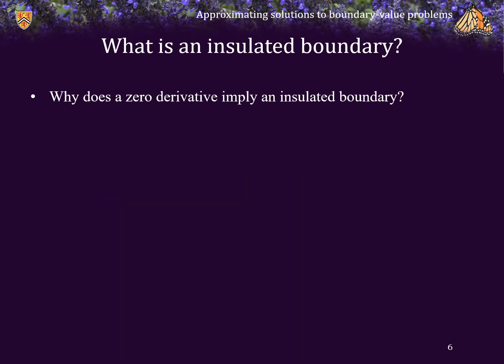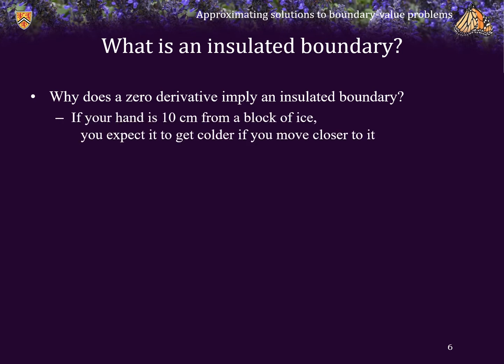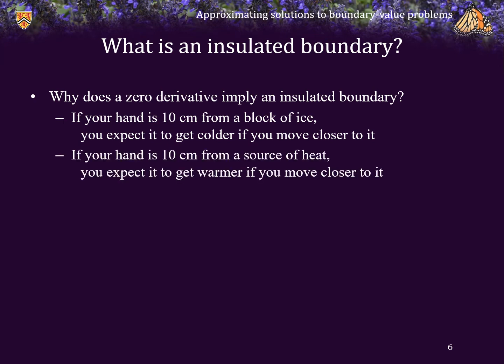Now, why does a zero derivative imply an insulated boundary? Well, suppose your hand is 10 centimeters from a block of ice. If you move your hand closer to that block of ice, you expect it to get colder. On the other hand, if your hand is 10 centimeters away from a source of heat, again, if you move your hand closer to that source of heat, you expect it to get warmer or very hot, potentially.